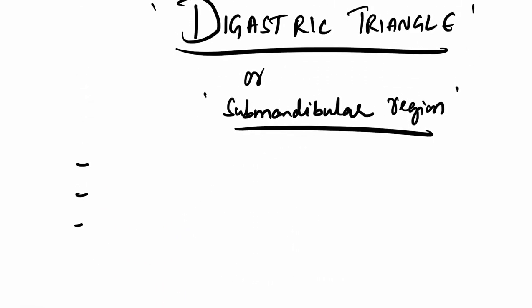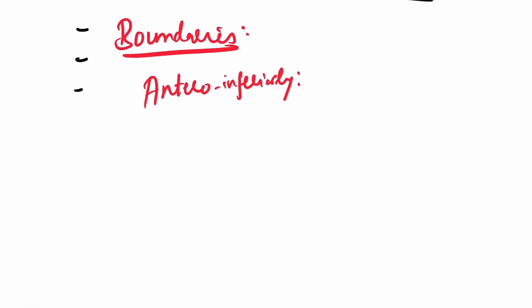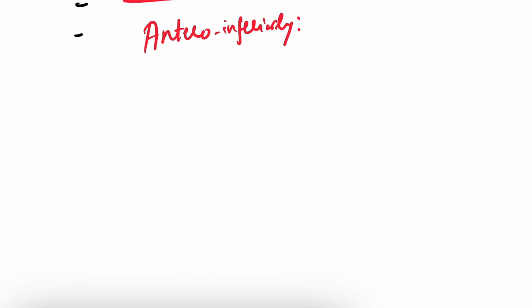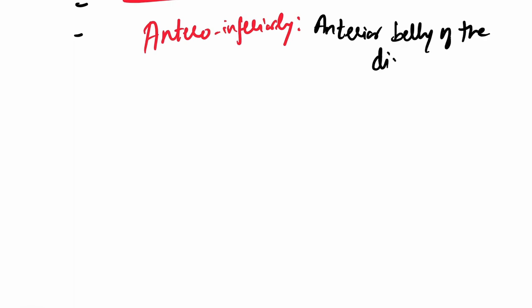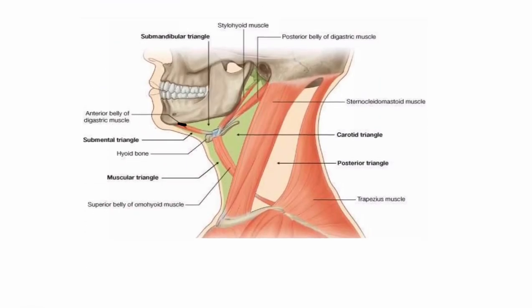Let us discuss the boundaries of this triangle. Anteroinferiorly, it is formed by the anterior belly of the digastric muscle. Let me show you the boundaries. With this black color line I am highlighting here the anterior-inferior boundary, that is the anterior belly of the digastric muscle.